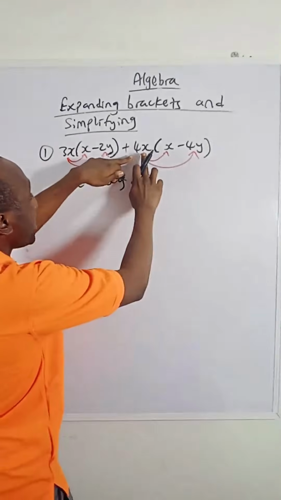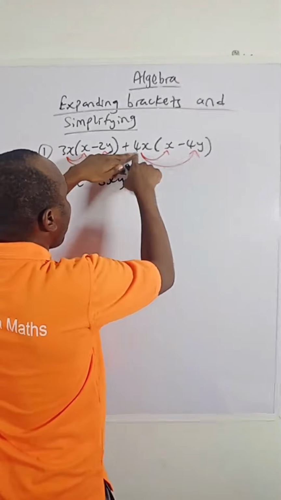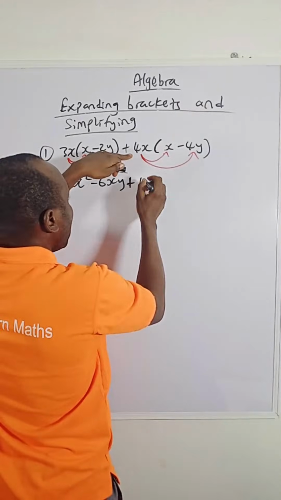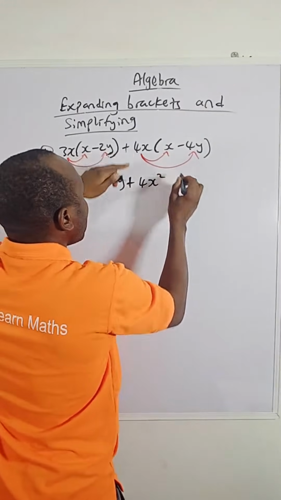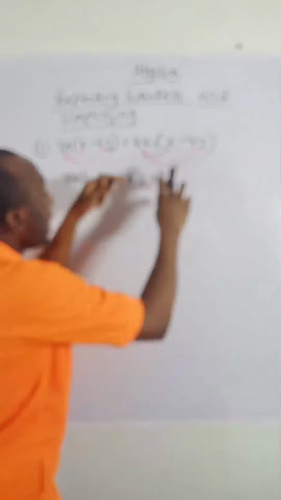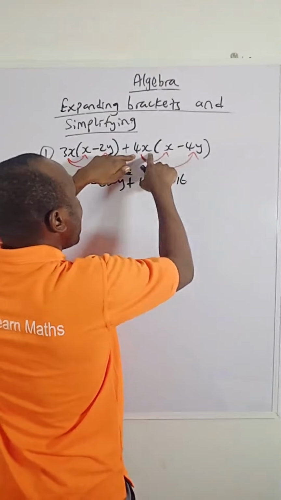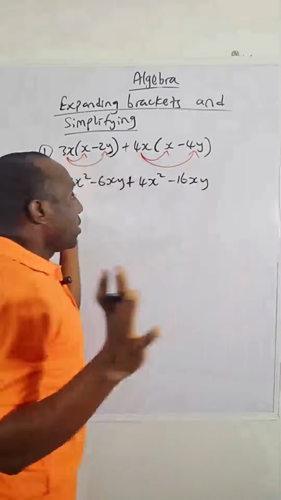Now we come here and do the same thing. Plus 4. There is a coefficient of 1. 4 times 1 is 4, right? And then x times x is what? x squared. Then we do the same thing here. 4 times negative 4 is what? Negative 16. And x times y is what? xy. So see what we have.